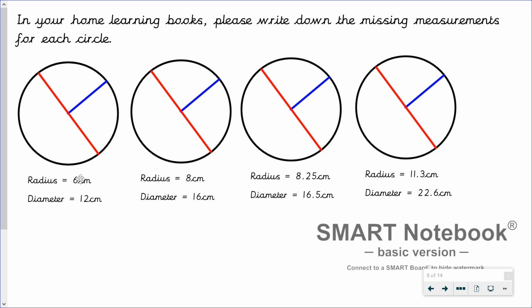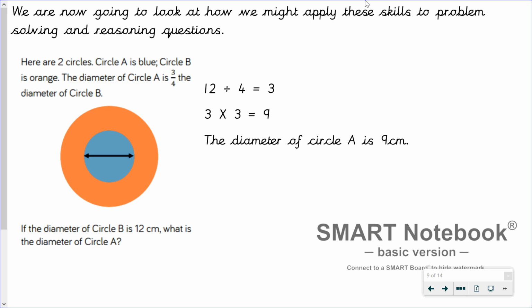So here we had radius of 6, diameter of 12, diameter of 16, radius of 8. Radius of 8.25 means diameter is double, 16.5. 16.50 would be acceptable as well. Here, diameter of 22.6, half that is 11.3. Those are your answers.